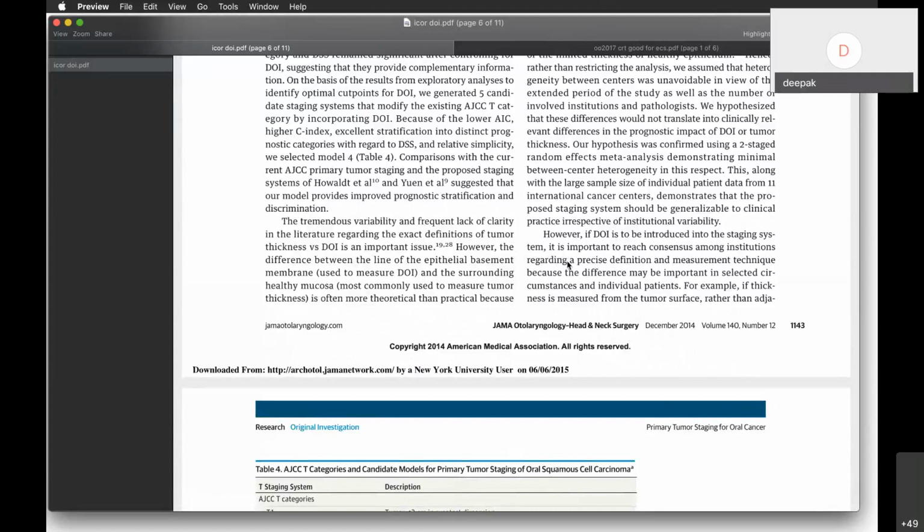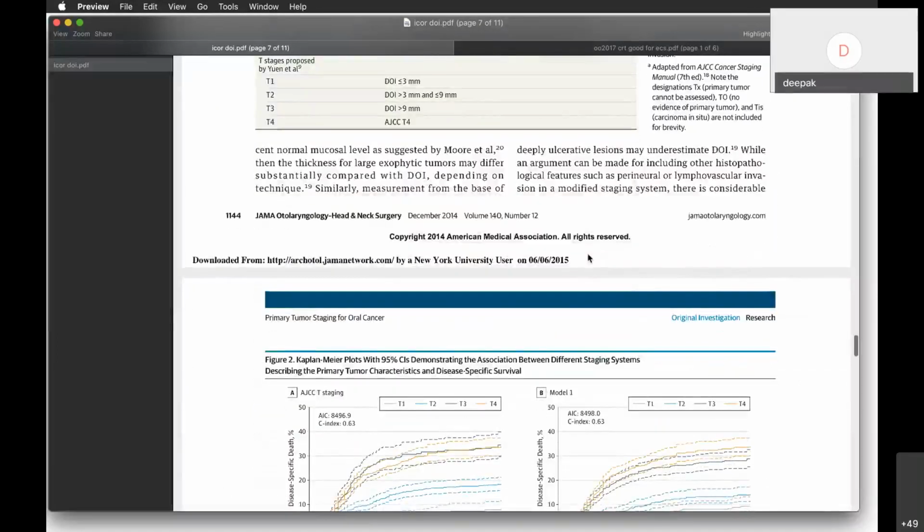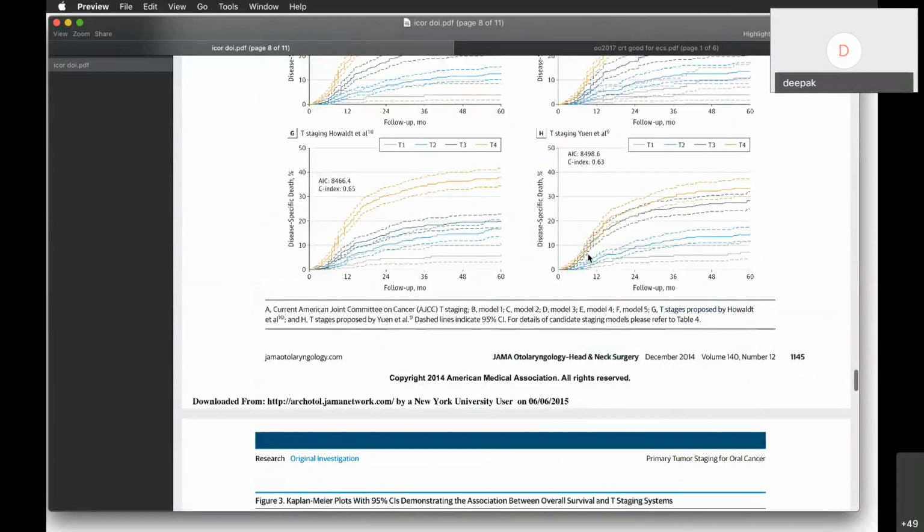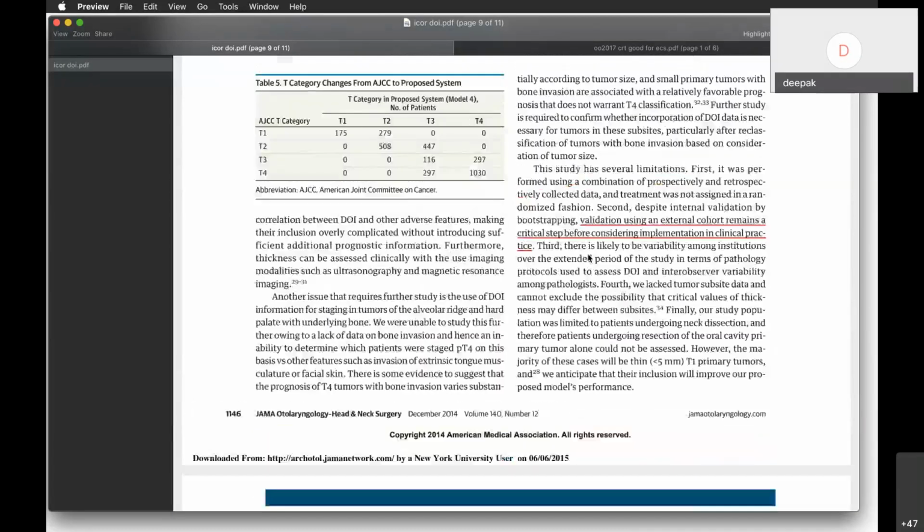If the DOI has to be included in the staging system, it has to follow a standard measurement pattern. There are different institutions measuring DOI in different ways. So the paper has given you a warning that the depth of invasion has to be measured in a specified, predetermined way. Otherwise, the depth of invasion might not be as significant as you think. However, the same authors of ICOR... surrogate invasion is insufficient. The tumor thickness can be used as a replacement and will prognosticate the patient.